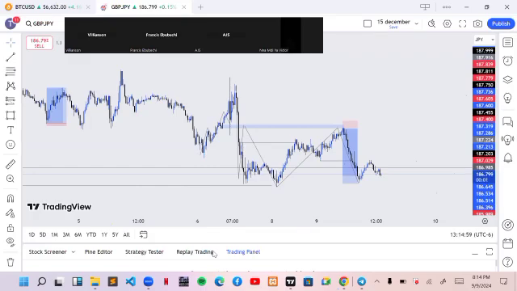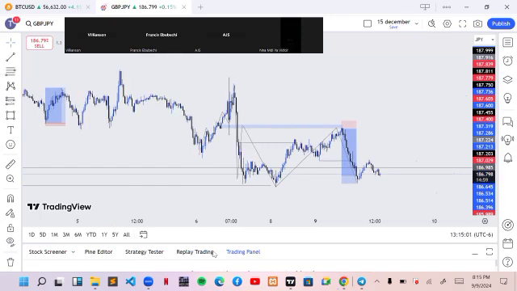How do I know the trend on a higher time frame? I already taught trending markets and then ranging markets. You identify the trend by knowing what it is making. If it's making higher highs and higher lows, you know that the trend is bullish. If it's making lower highs and lower lows, the trend is bearish.